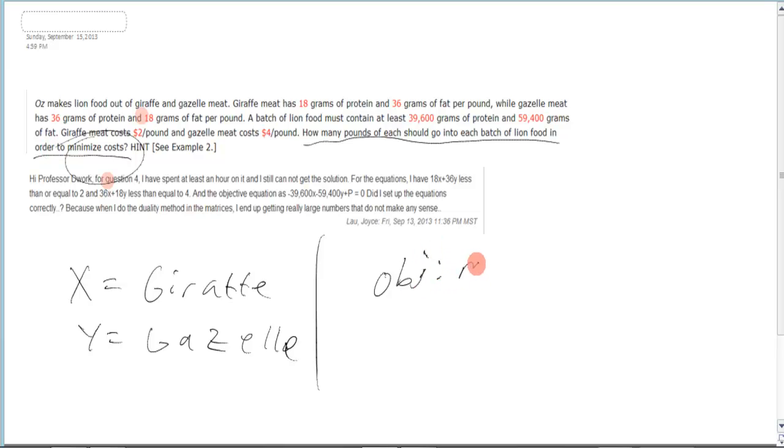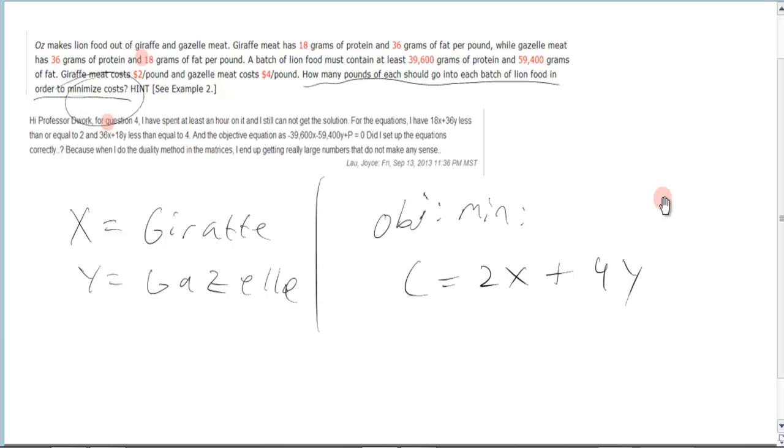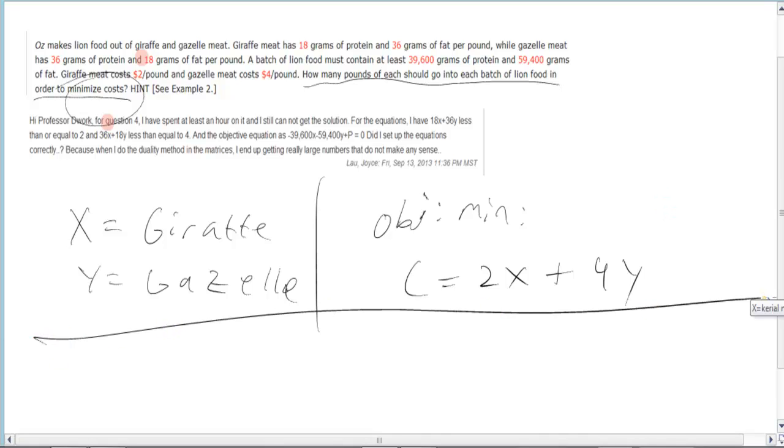So our objective is to minimize our cost equation. So our cost should relate the giraffe and gazelle meat prices. Giraffe meat costs us $2 a pound, so $2 times X, so $2 times the number of pounds. The cost of the gazelle would be $4 per pound, so 4Y. So there's our objective. Let's see if that matches what you said.